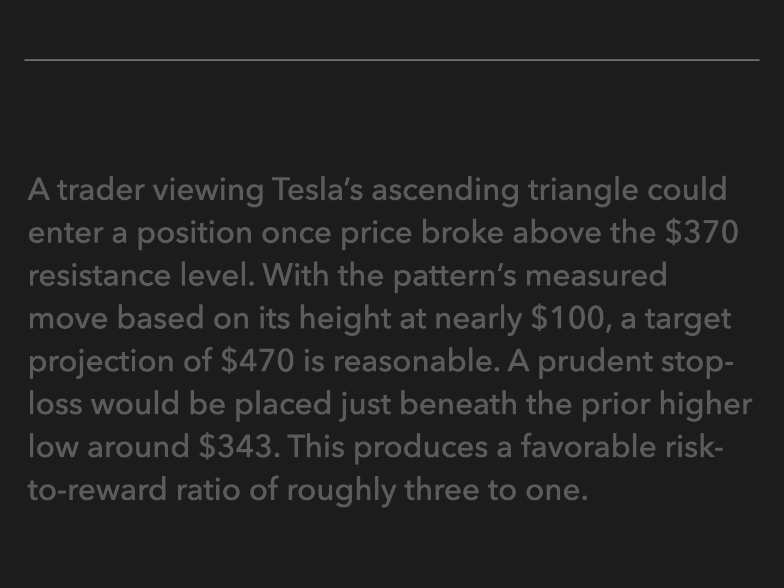This is how a trader might have taken advantage of the trade. Once 370 resistance gave way, the setup signaled an entry opportunity. A projected target near 470 was calculated from the triangle's height, while the stop under 340 helped define the risk. The structure provides a strong balance of high reward potential against a defined risk.